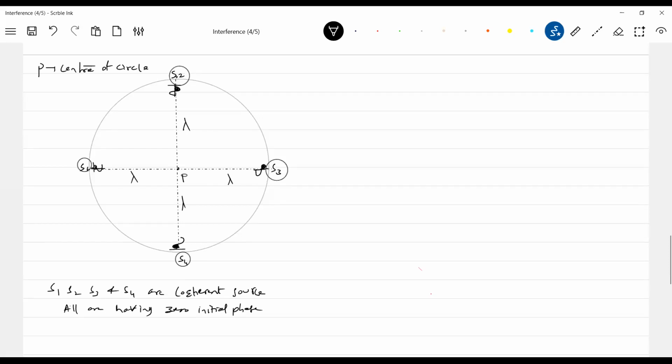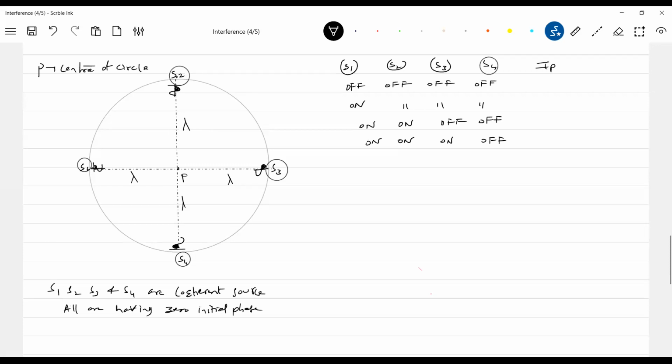First, individually due to each wave, S1, S2, S3, S4. Then the resultant intensity at point P: only when this is on and all others are off, then only when S1 is on and these two are off, or when two are on. If all are on, what will happen to the resultant intensity at point P?